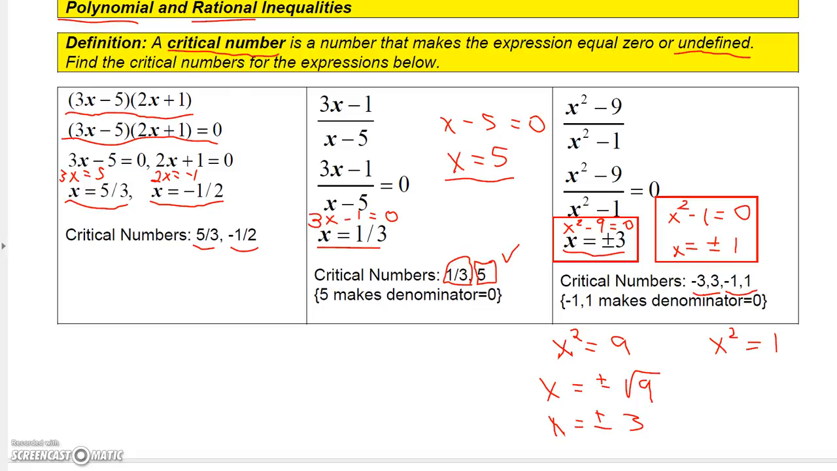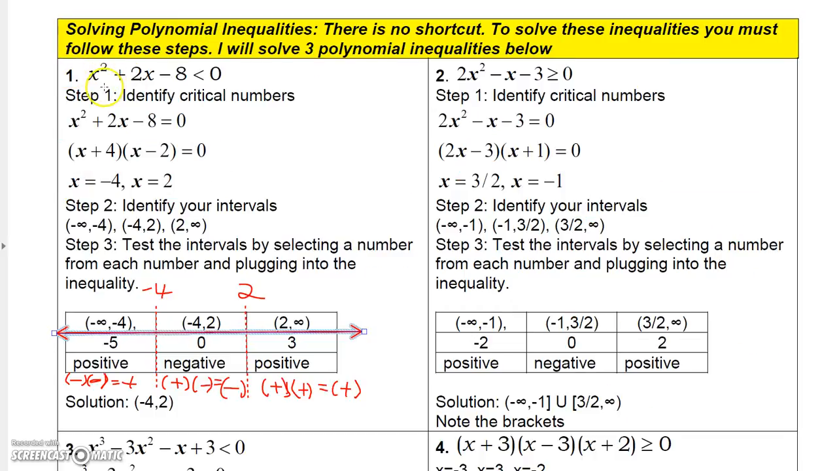And now we'll move on to what we actually need to do with those critical numbers in a polynomial or rational inequality. First I'll do the polynomial inequalities, and then I'll hit the rational inequalities on the next video. Okay, so right here we have a polynomial on the left, and we have an inequality. So we want to find out, when is this polynomial less than 0?